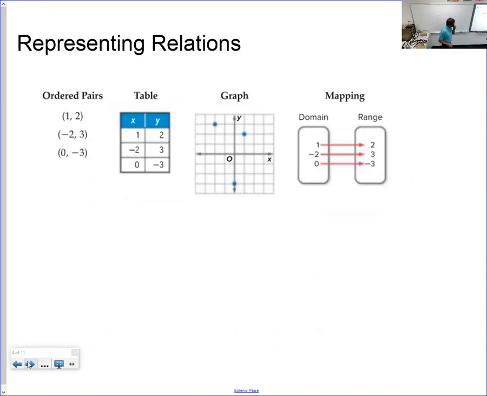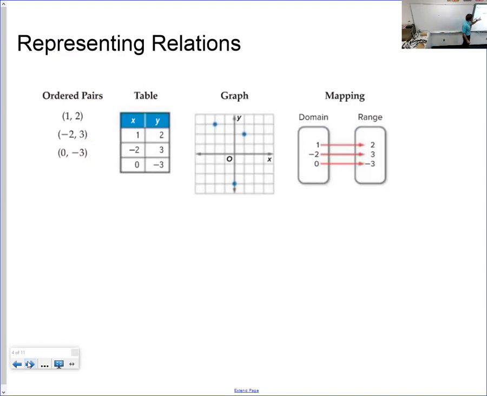Representing relations. There are different ways that we can represent relations. We can look at them as ordered pairs. We can look at them as a table. We can look at them as a graph. We can look at them through something called mapping. All of these are the same thing though.